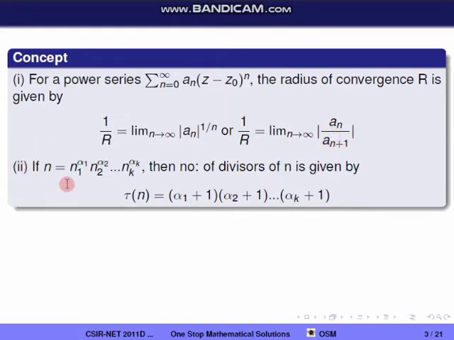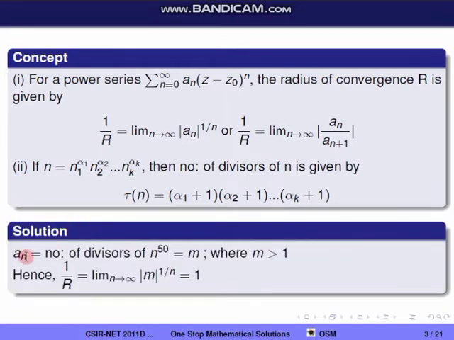And if n is equal to n1^alpha1, n2^alpha2, etc. up to nk^alphak, then the number of divisors of n is given by the formula tau of n, which is equal to (alpha1 plus 1) into (alpha2 plus 1), etc. up to (alphak plus 1). Essentially, tau of n will be a natural number. So now we'll move on to the question.